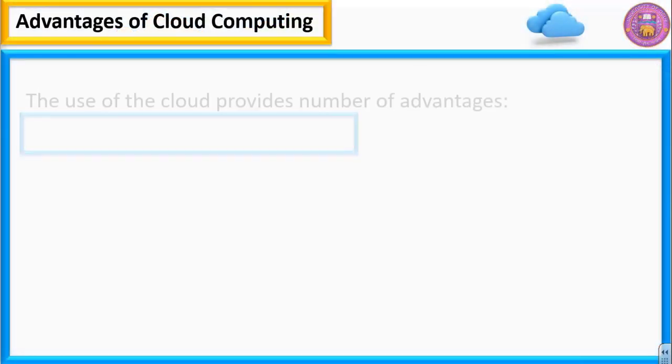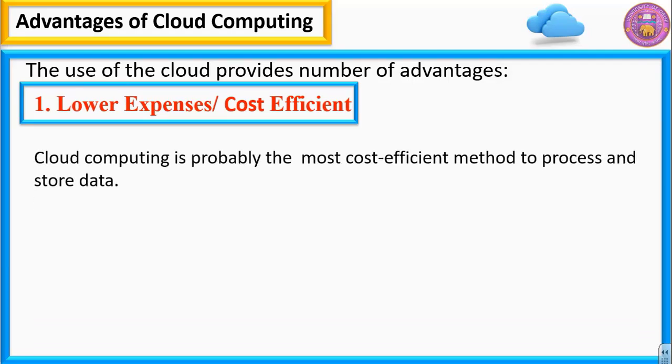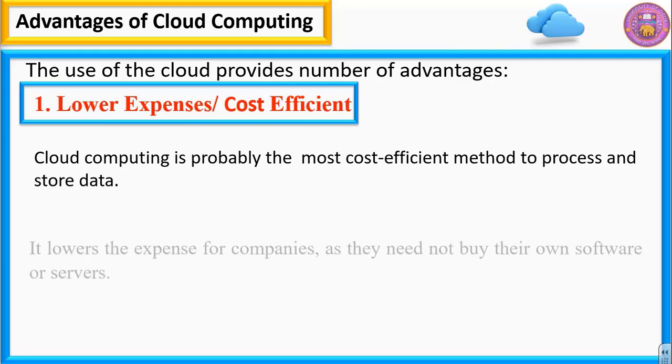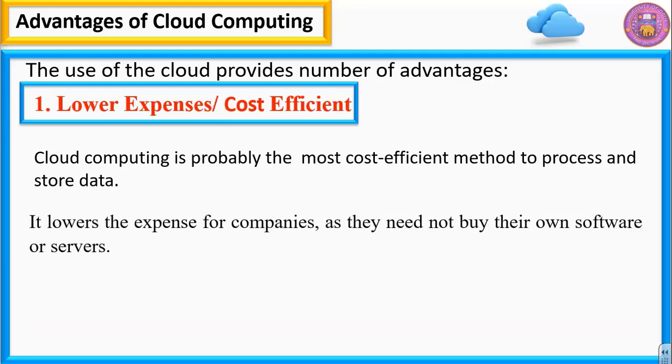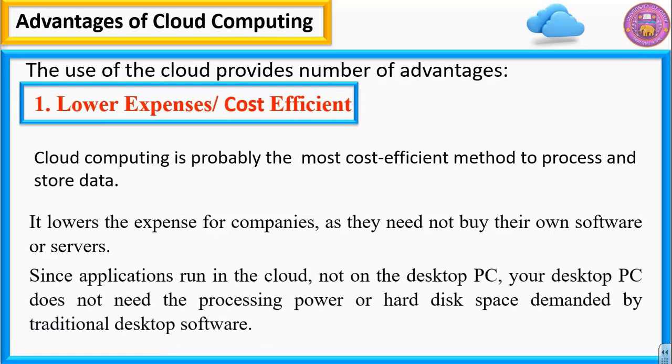Advantages of cloud computing. The use of the cloud provides a number of advantages. First, lower expense or cost efficient. Cloud computing is probably the most cost efficient method to process and store data. It lowers the expense for companies as they need not buy their own software or servers. Since applications run in the cloud, not on the desktop PC, your desktop PC does not need the processing power or hard disk space demanded by the traditional desktop software.